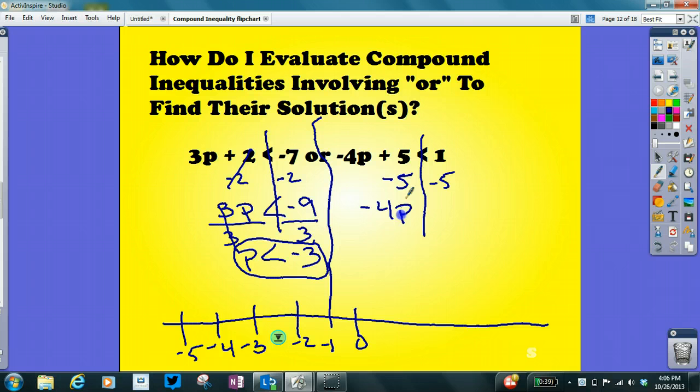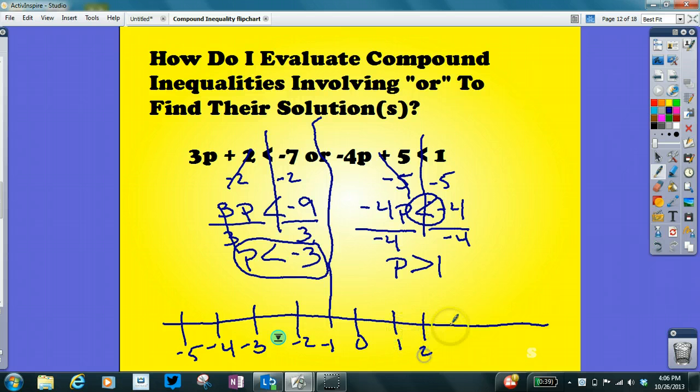Got to get p by itself. Negative 4p is going to be less than 1 minus 5, negative 4. But now here's where you've got to be careful, because this is kind of the exception. When I divide both sides by negative 4, don't forget about your sign. So p is going to be greater than negative 4 divided by negative 4. It's going to be greater than 1. So now I have two separate inequalities, and let's just graph them with what we have.